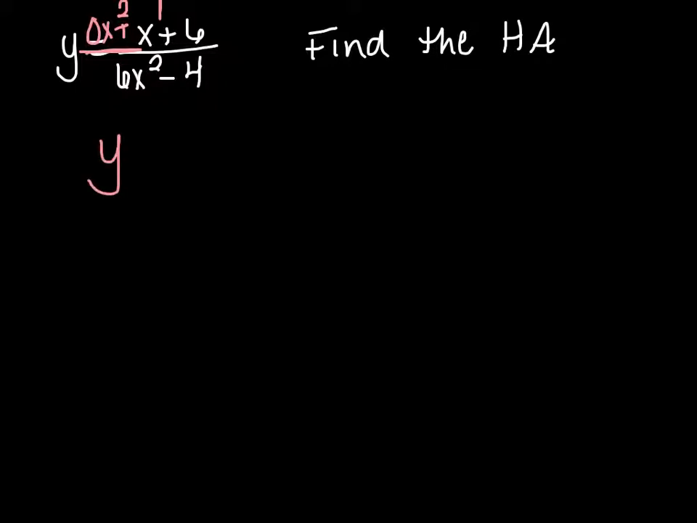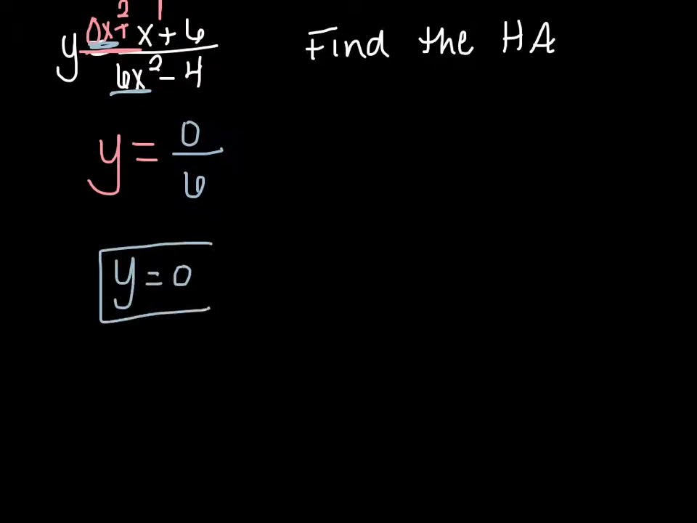So what I'm going to do now is say y equals the coefficients of the ones that are the same degree. 0 over 6. Well, 0 over 6 simplifies to y equals 0. Therefore, that is my horizontal asymptote.